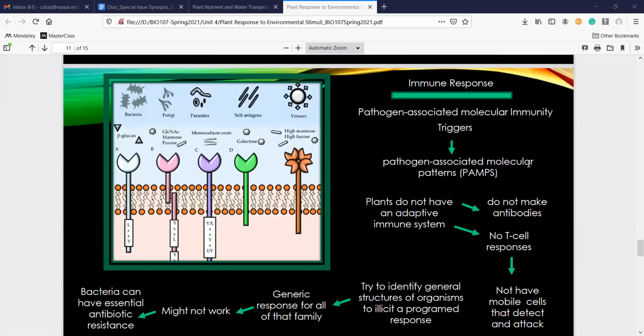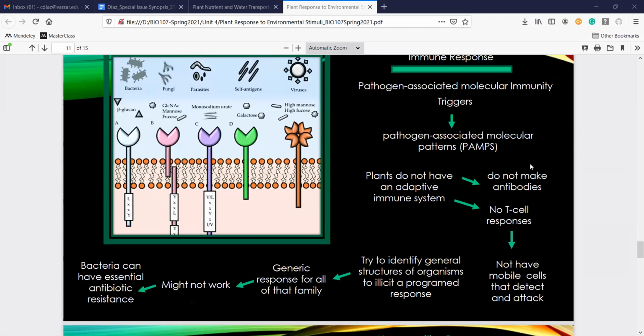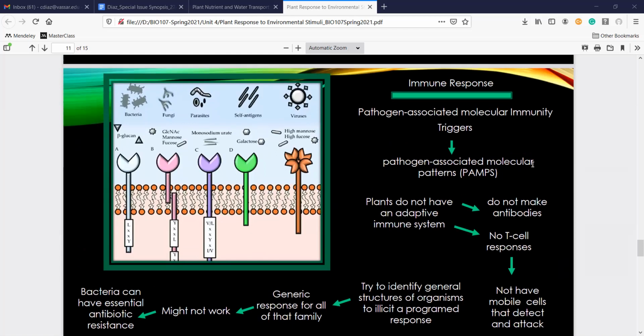What I would like you to know about plant pathogen response is that it is far more generalized than our responses. When a plant comes into contact with a theoretically toxic or pathogenic bacteria, fungi, or something, that plant is going to hopefully pick up on a specific part of that organism. Plants have receptors on their cells, like us.